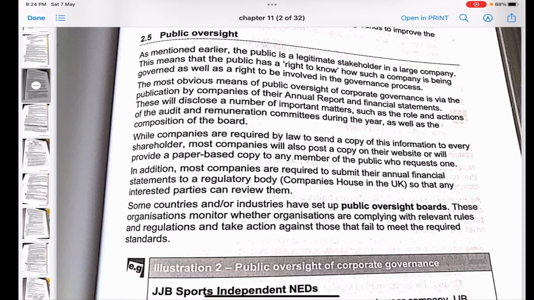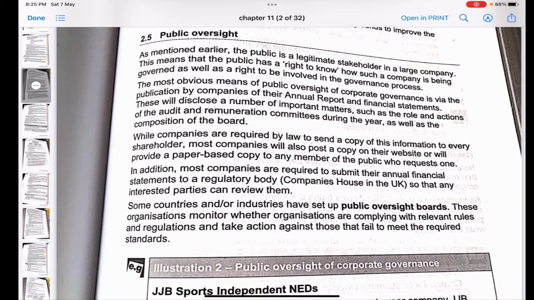These will disclose a number of important matters such as the role and actions of the audit and remuneration committees during the year, as well as the composition of the board. While companies are required by law to send a copy of this information to every shareholder, most companies will also post a copy on their websites or will provide a paper-based copy to any member of the public who is willing to know about it. Most companies are required to submit their annual financial statements to a regulatory body, Companies House in the UK, we know that, so that interested parties can review them.